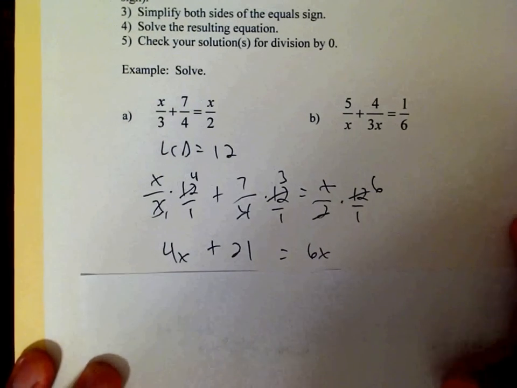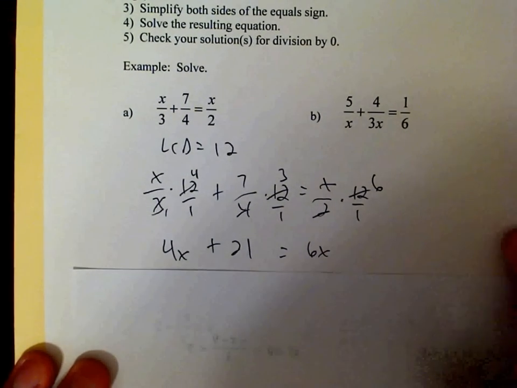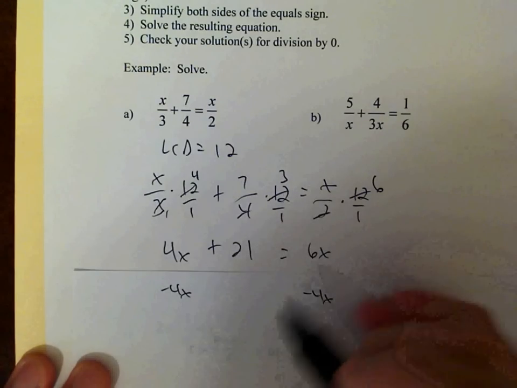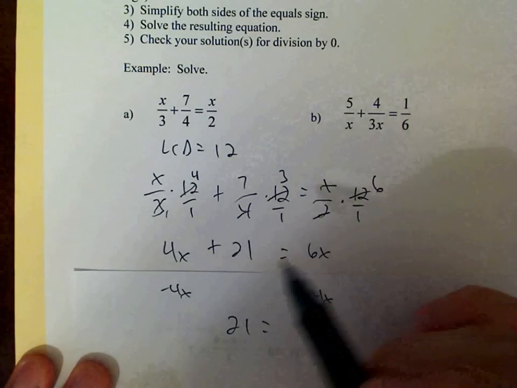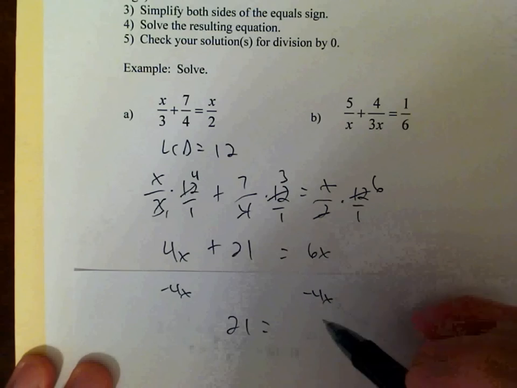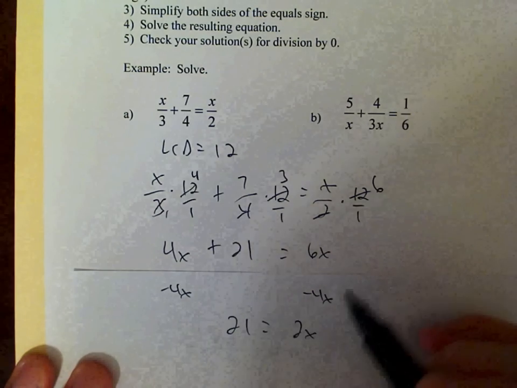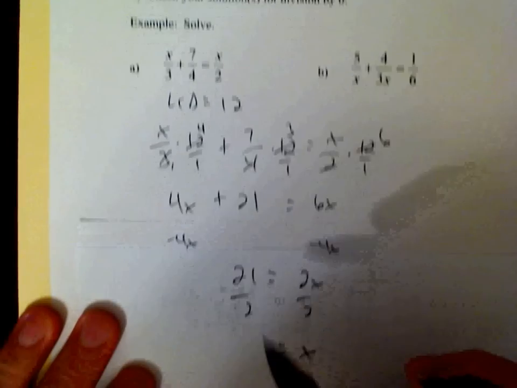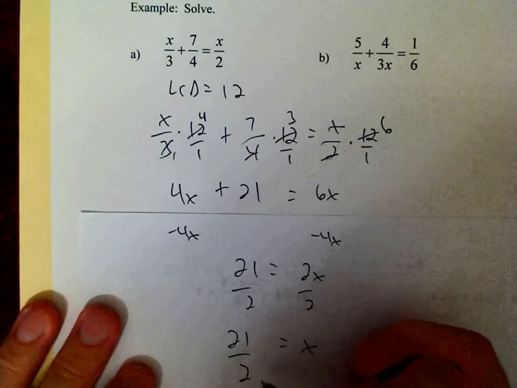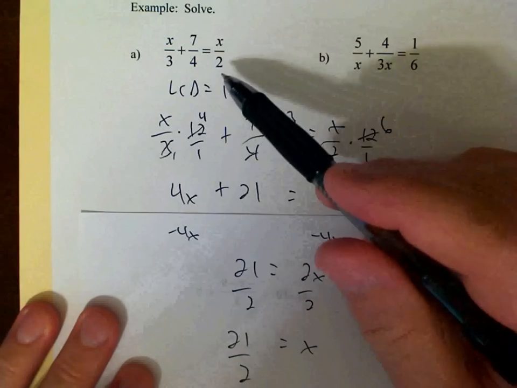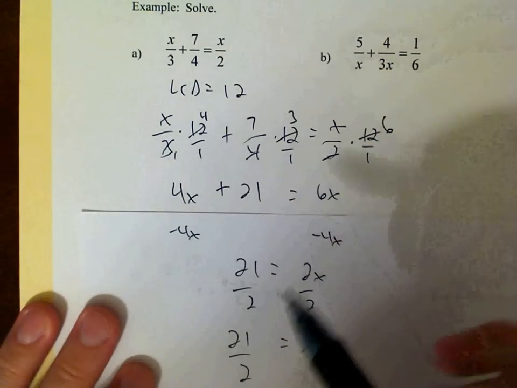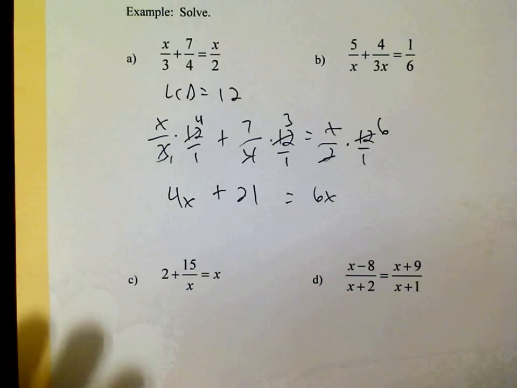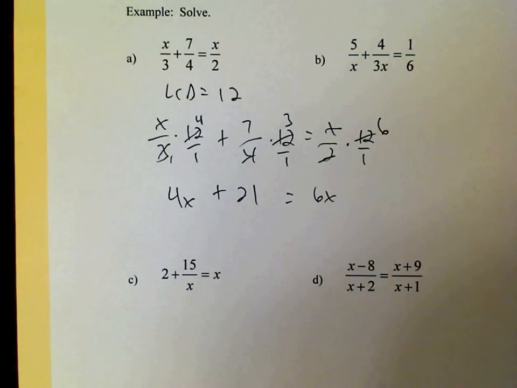I want the x's on one side and constants on the other, so I'm going to take the 4x away. 6x minus 4x is 2x. I'm going to divide both sides by that 2. And we're going to get 21 halves. I know that's the answer because there's no way I'm going to get division by 0, because there's no x's in the denominator. And I'm done. That's the process. Here we go. I'm going to do a few more.